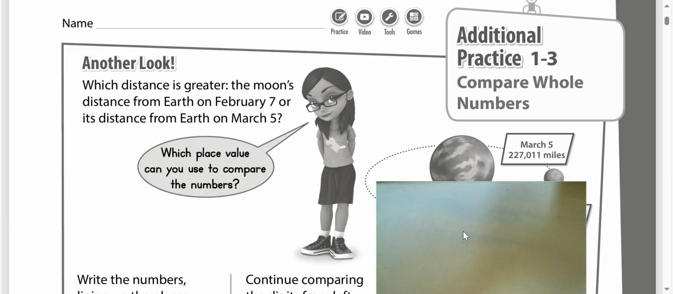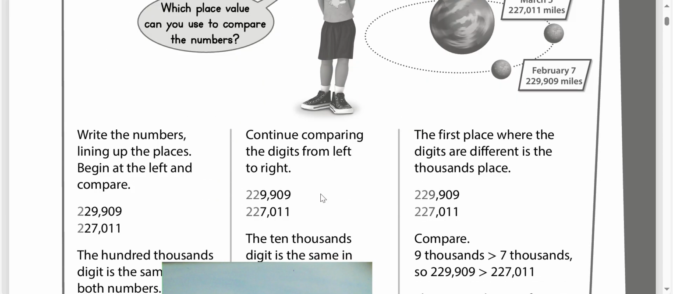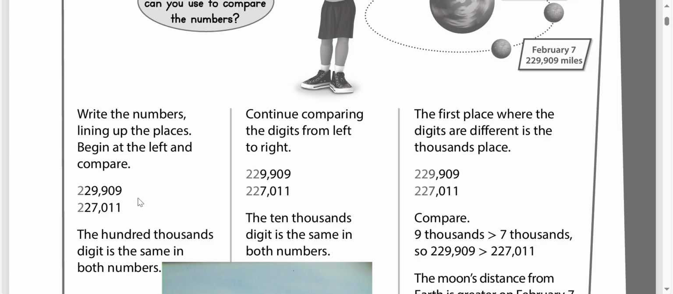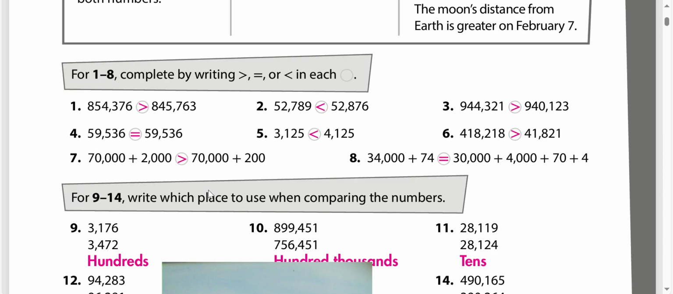Now practice number 3. Compare whole numbers. We can compare between two numbers. First step, we must count all the digits. We have here 6 digits and 6 digits, so you must look at the left-hand side. 2 equals 2 and 2 equals 2, 9 is greater than 7, then 9,000 is greater than 7,000. If we have 5 digits and 4 digits, the greatest number contains 5 digits. Now we can compare all numbers here.